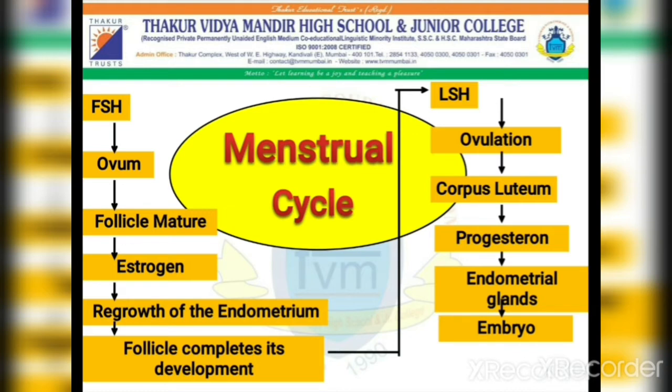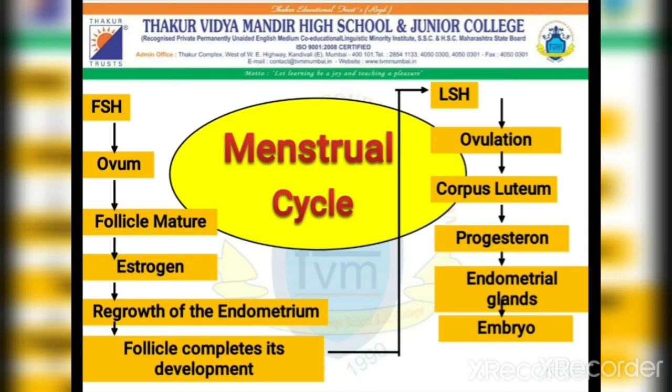The endometrial glands start to degenerate in the absence of these hormones, and tissues of the degenerating endometrium and the unfertilized ovum are discarded out through the vagina. Now, this is accompanied by continuous bleeding for 5 days, and this is called menstruation. This is what has been given about the menstrual cycle in this part.